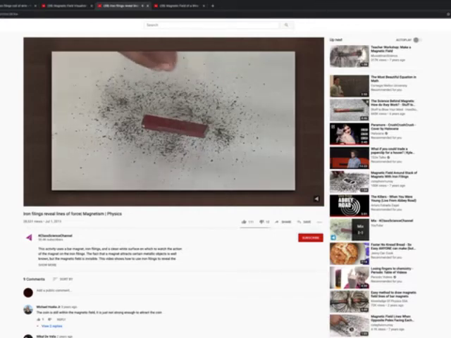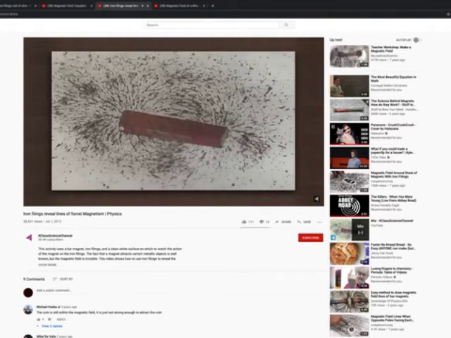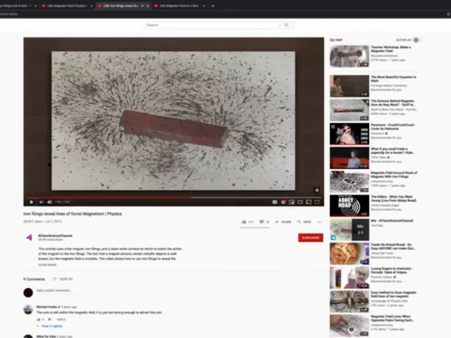If you look at the pattern, you will see that the iron filings have arranged themselves in curved lines that originate from one end of the magnet and terminate at the other. So, can you see my pointer too? Yes. Okay. So I don't know which end is north and which one is south, but if we follow the magnetic field lines, they're exiting one end of the magnet and then curving around and entering in the other side of the magnet.